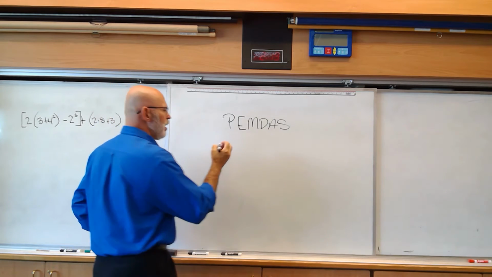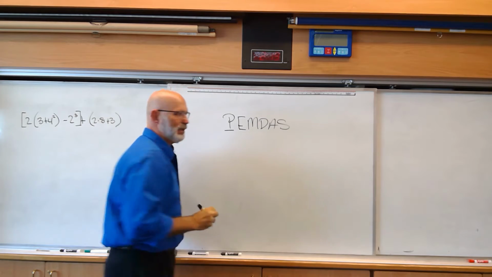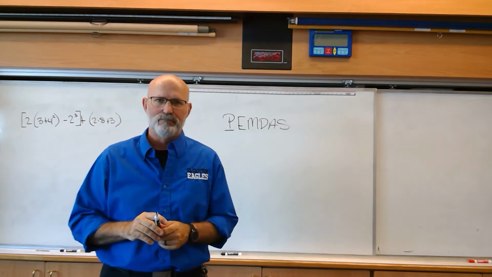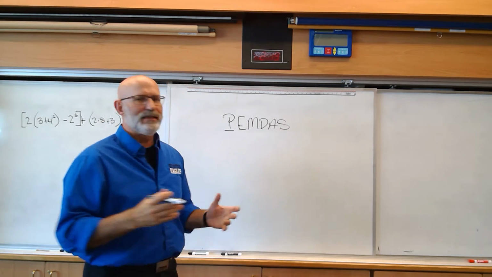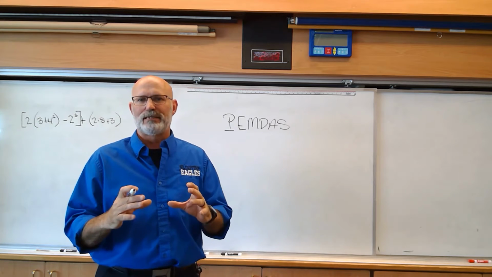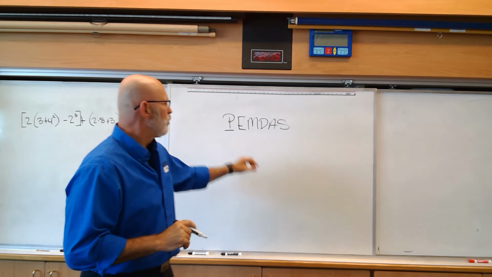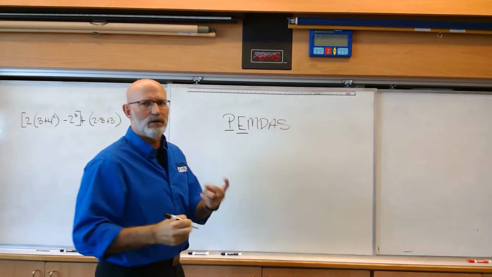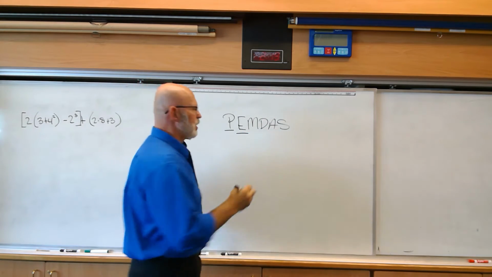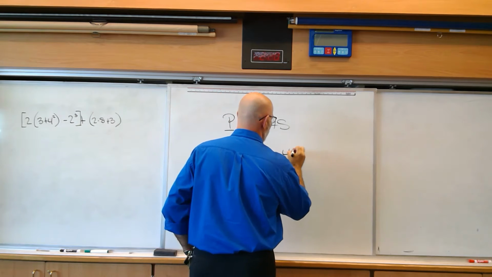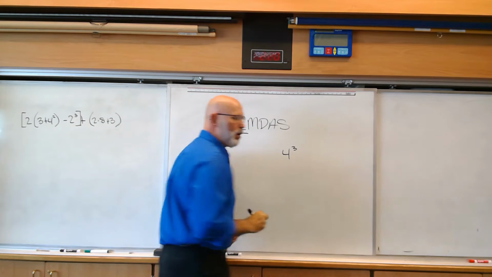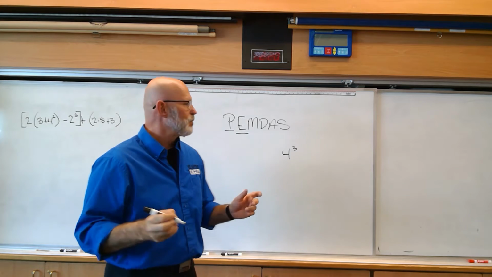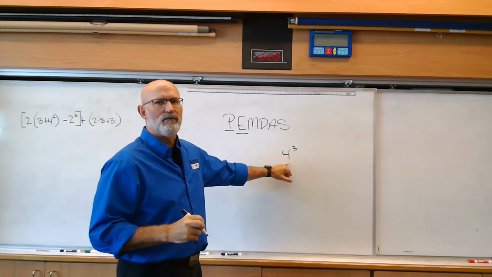So our first one up here is the P, which stands for parentheses. Anytime you have an equation, anything in the parentheses gets done first. Then we have exponents. Exponents have two parts: the base and the exponent. So if I had 4 to the third power, for instance, then it is not 4 times 3.